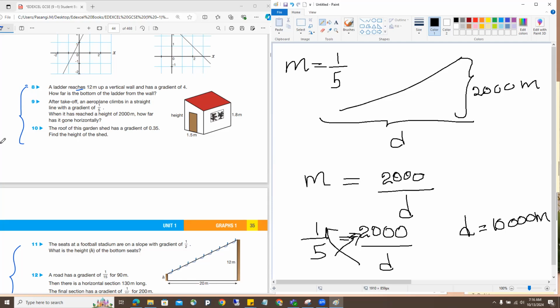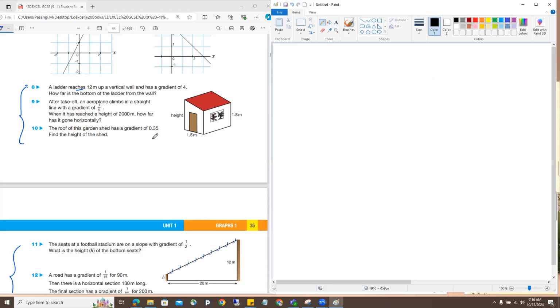The only thing is we have decimals. Other than that, nothing. It's the same thing. The roof of this garden shed has a gradient of 0.35.